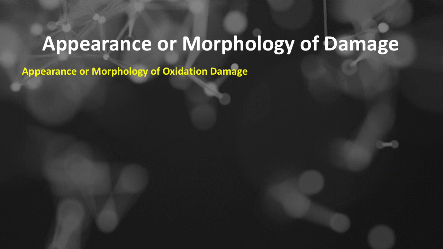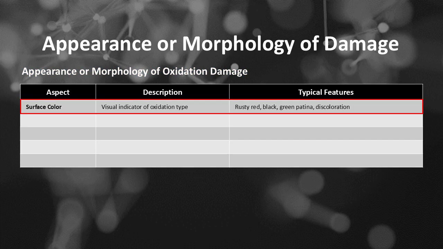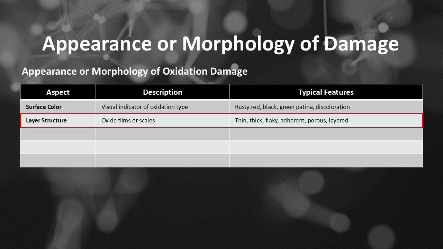Here is a summary table of appearance or morphology of oxidation damage. If the aspect is surface color, the description is a visual indicator of oxidation type, then the typical features are rusty red, black, green patina, discoloration. If the aspect is layer structure, the description is oxide films or scales, then the typical features are thin, thick, flaky, adherent, porous, layered.